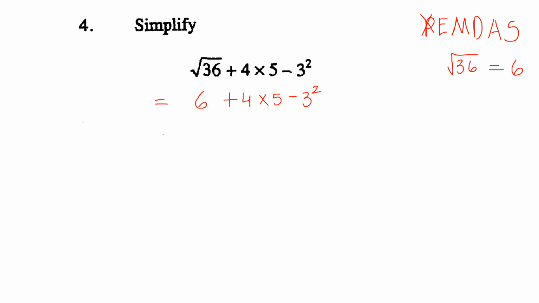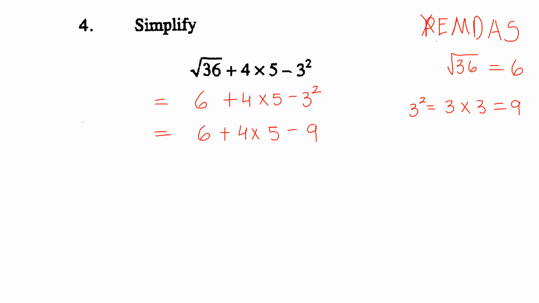We still have to do the exponents. So we bring down the 6, plus 4 times 5, minus 3 squared. What is 3 squared? Well, 3 squared is equal to 3 times 3, and 3 times 3 is equal to 9. So 3 squared is 9, so it's going to be 9 right now.